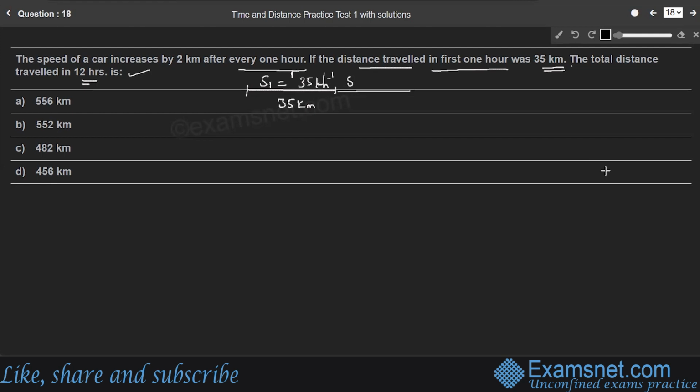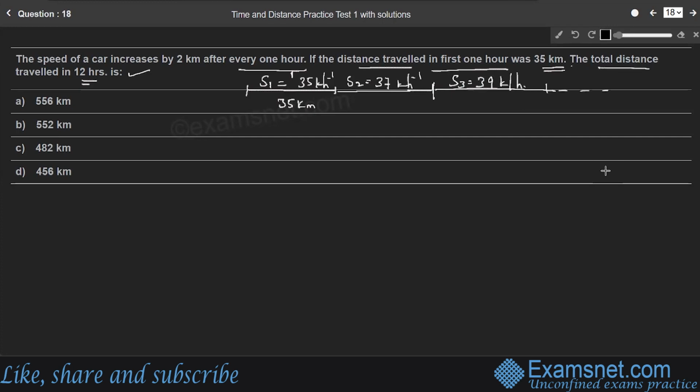And it is increased by 2 kilometer in the next hour, means S2 becomes 35 plus 2, which is 37 kilometer per hour. This will be the speed in the next 1 hour. In the next 1 hour duration, the speed increased by 2 kilometer per hour, that is 39 kilometer per hour.